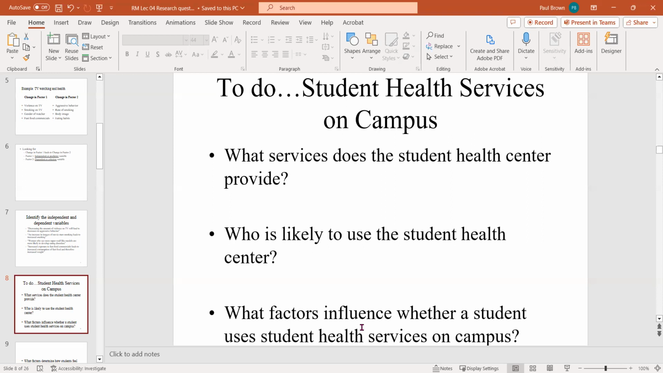Because the difference between these two things is that this one requires that you actually use it, and this one just requires that you would use it. So why might you want to look at this one rather than this one? Well, because if you want to know how people feel about the student health services, then you may not want to limit yourself only to people who have used it, and instead just look more generally at whether people want to use it.